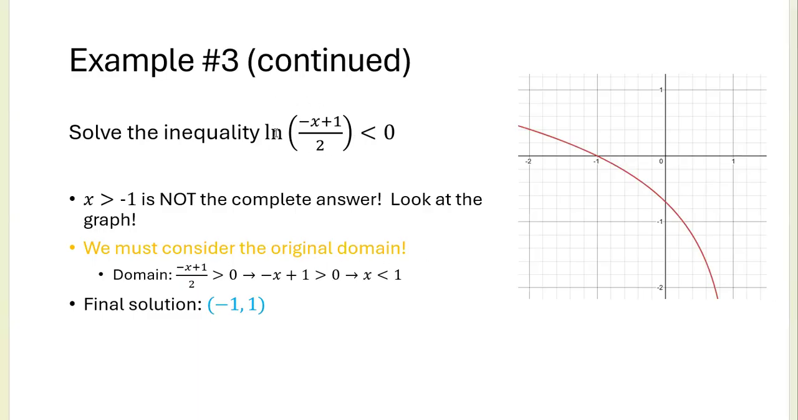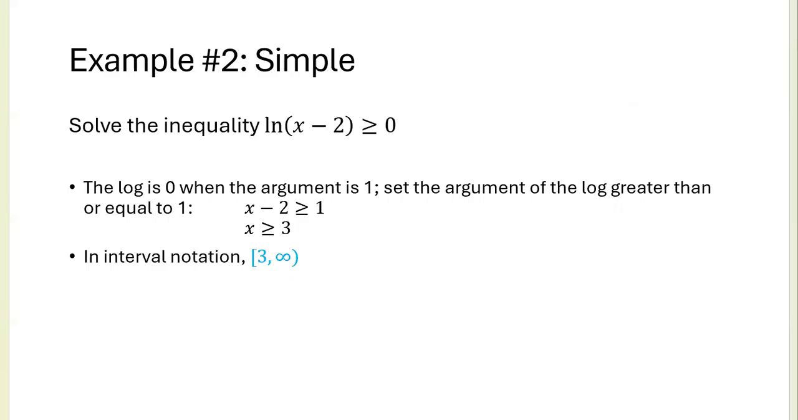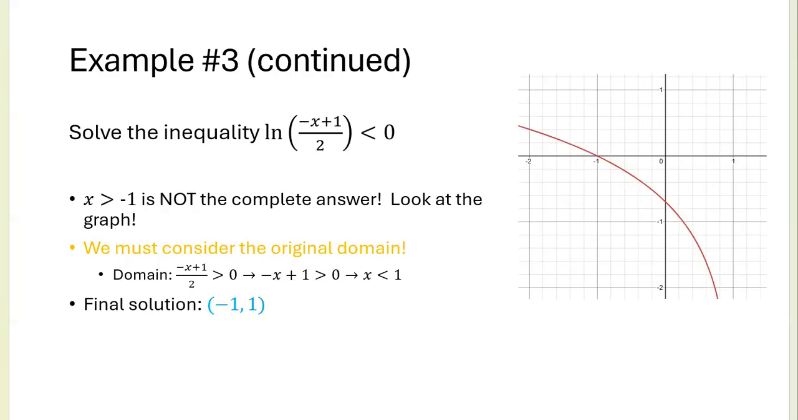What was the domain of ln of (minus x plus 1)/2? We set the argument greater than 0. So we get that x is less than 1, which confirms what we're seeing, this vertical asymptote at x equals 1. So we have to modify our solution. It is when x is greater than negative 1, but it's also when x is less than 1. When we combine those two, what do we get? We get parentheses, negative 1, comma, 1, close the parentheses. So in this example, we learned that we have to consider the domain as well. In the earlier cases, I didn't bother going over it because we didn't have an issue. But in general, we have to consider the domain.